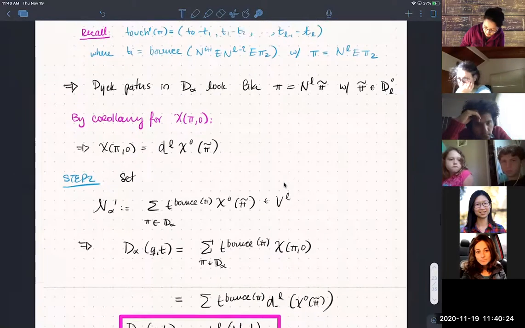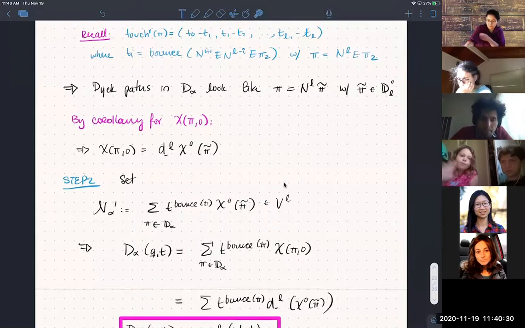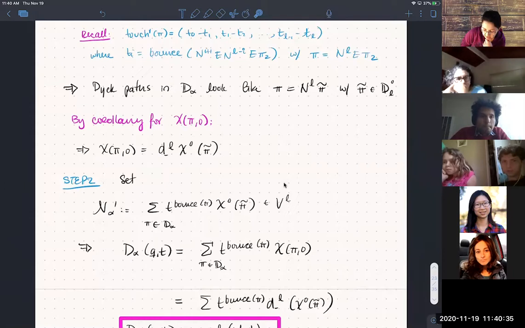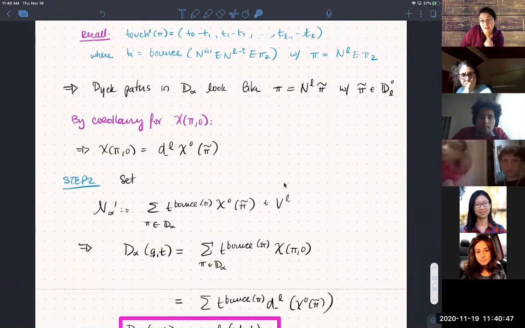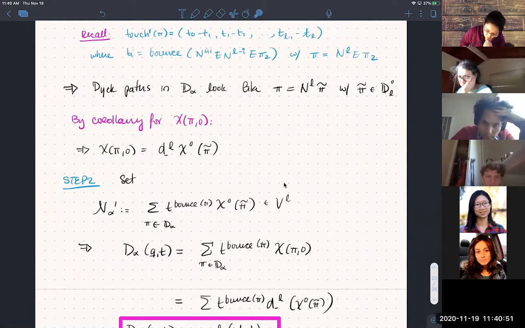The next step is we're going to define this n alpha to be the following thing. We want to define n alpha to be the sum of t to the bounds, but instead of having a chi pi 0 here, we're going to define these weird symmetric functions, essentially the same thing. And we're summing again over the right indexing set, which is dict paths with touch points alpha.